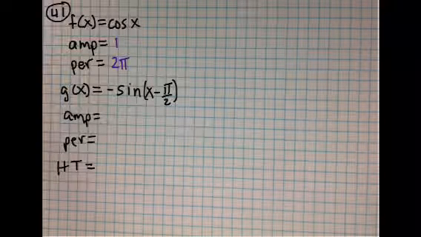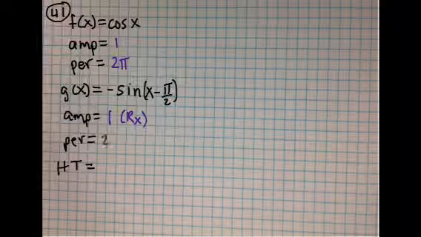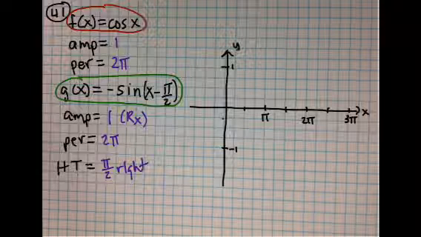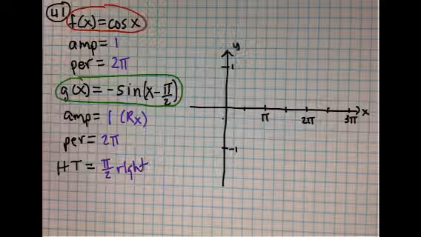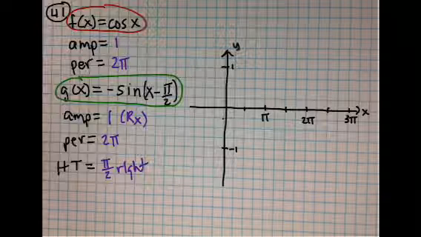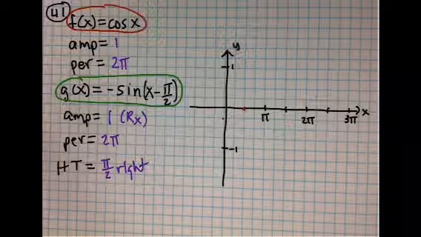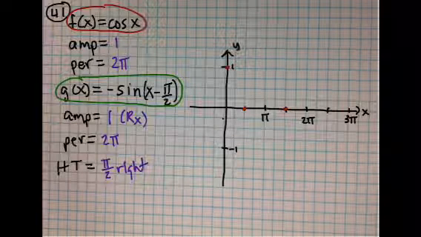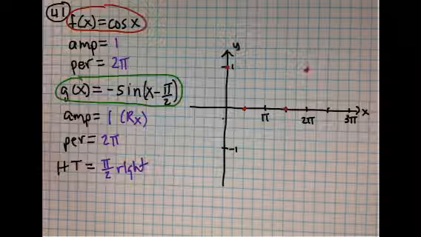For number 41, f of x, the amplitude is 1 and the period is 2 pi. For g of x, the amplitude is 1, but there's a reflection over the x-axis. The period is 2 pi, and this one has a horizontal translation, pi over 2 to the right. Okay? Okay, so f of x will be in red, and it's cosine. So that one has the zeros 1/4 and 3/4 of the way. The period is 2 pi, so 1/4 would be here and 3/4 would be here. Maximum is at the beginning and the end, and minimum is in the middle.